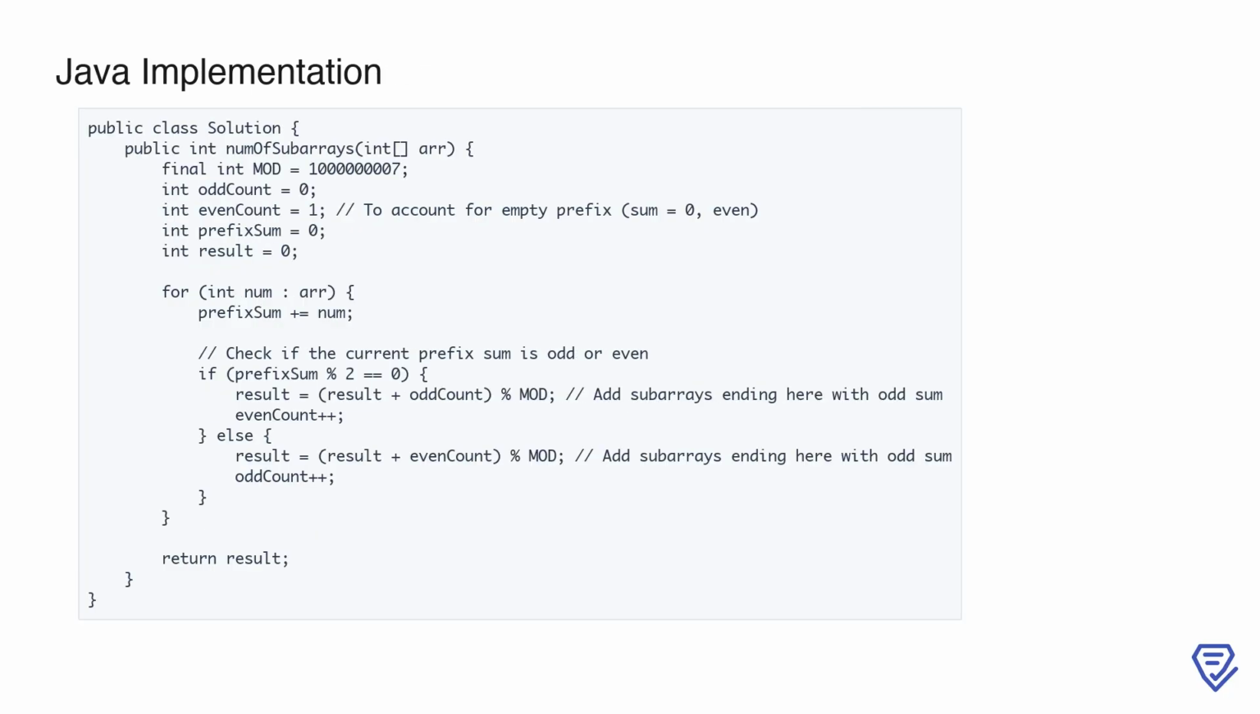This is the Java implementation for LeetCode problem number 1524, number of subarrays with odd sum. The logic mirrors the Python implementation, using modular arithmetic to handle large numbers and counters to track odd and even prefix sums. Key differences include type declarations for variables and the use of Java's enhanced for loop to iterate through the array. The final keyword is used for the mod constant, and all operations ensure modularity to prevent integer overflow.